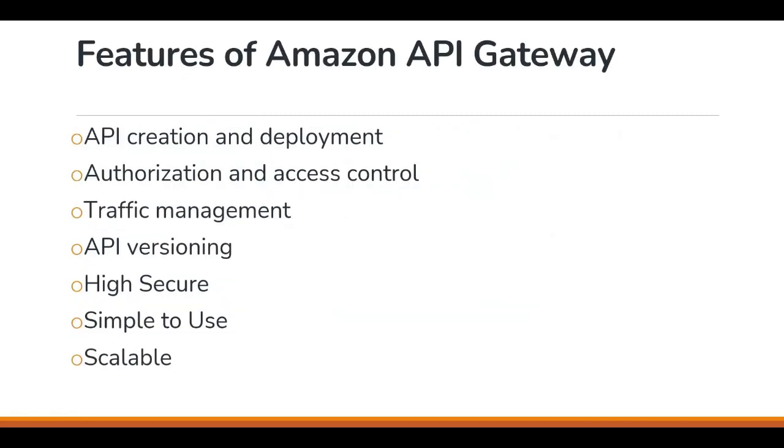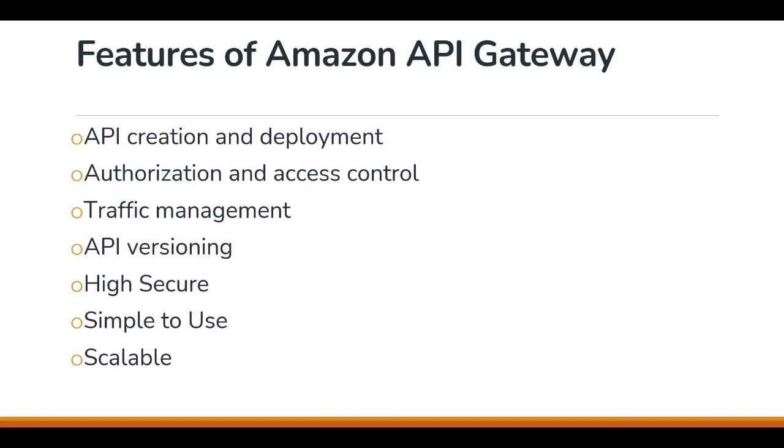The features of Amazon API Gateway: API creation and deployment, authorization and access control, traffic management, API versioning, secure, simple to use, scalable. API creation and deployment: creating the types of APIs and managing them will be very easy. Next is authorization and access control. With the help of IAM roles or IAM policies, you can achieve custom authorization and control the access mechanism of API Gateway.